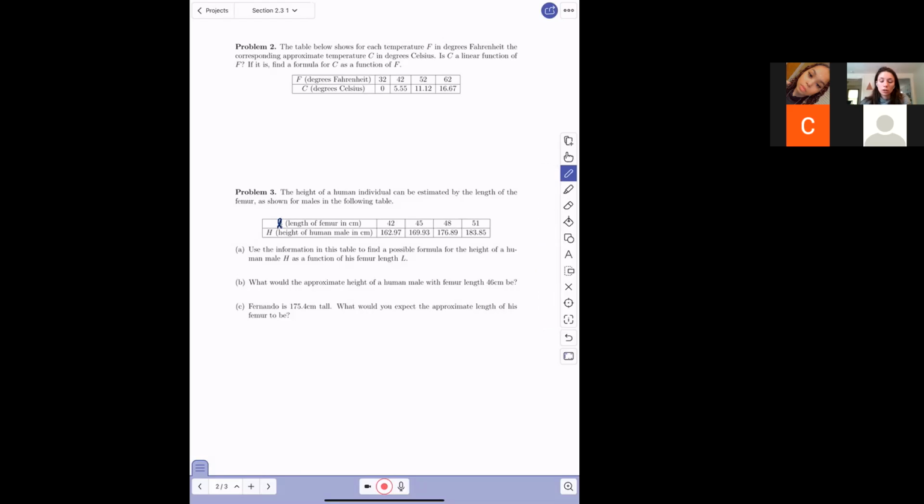Okay, so we're already told right off the bat that it's a linear function, so we don't have to check it. We will have to find our slope, so we just have to choose 2 points and find the difference between them.